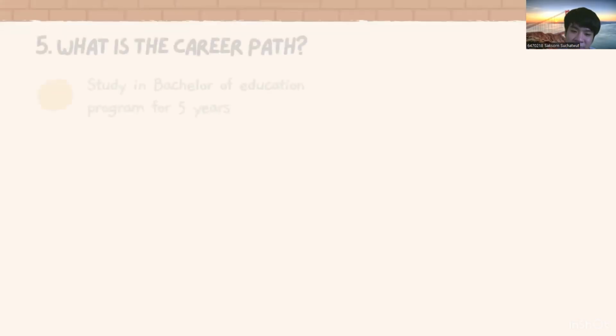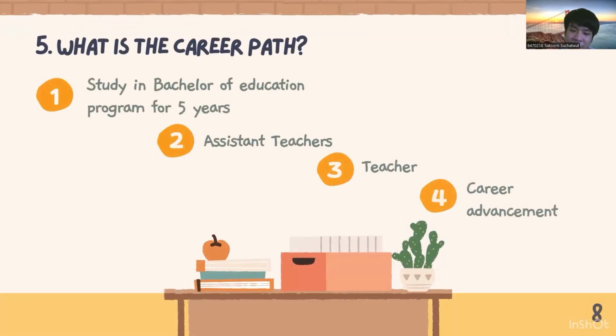Question number 5. What is the career path? First, you have to study the Bachelor of Education program for 5 years. Then, after you pass a test, you will become an assistant teacher for 2 years, and then become a teacher. If you perform well enough, you can be promoted to a higher level, starting from K1 to K5. In case you have a Master of Education, you can apply to be a deputy school director and then become a school director.